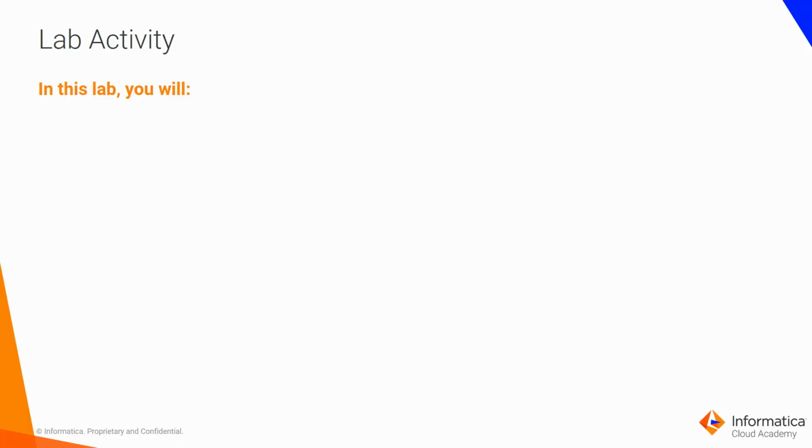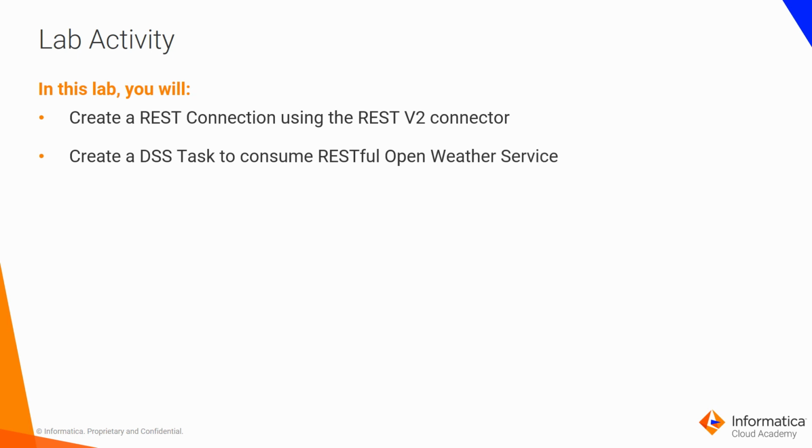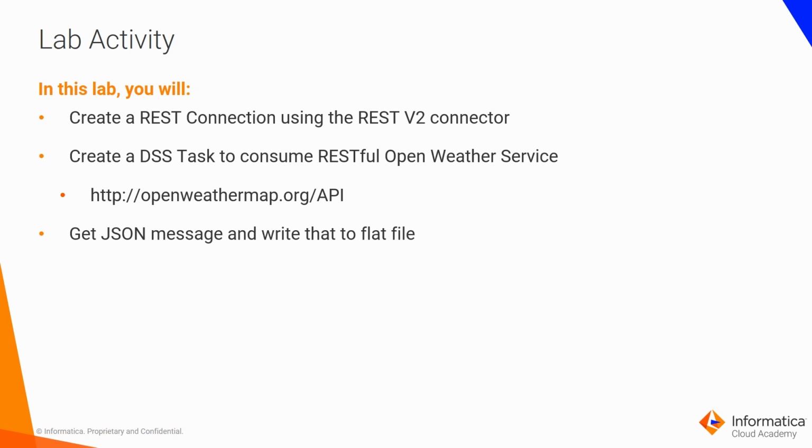You're now ready to practice using the REST API. In this lab, you will create a REST connection using the REST connector, create a DSS task to consume the RESTful OpenWeather service, get the JSON message and write that to a flat file.